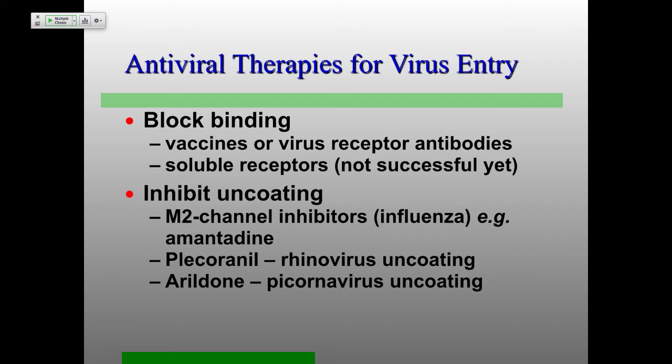For influenza, there is what's called an M2 channel inhibitor. This has to do with the pH changes. If you block pH changes from happening, you're going to block conformational changes from happening. That used to be one of the first-line drugs for influenza. It turns out the influenza has mutated and the drug doesn't work anymore. There also are a couple of other ones. The names of these are not critical.